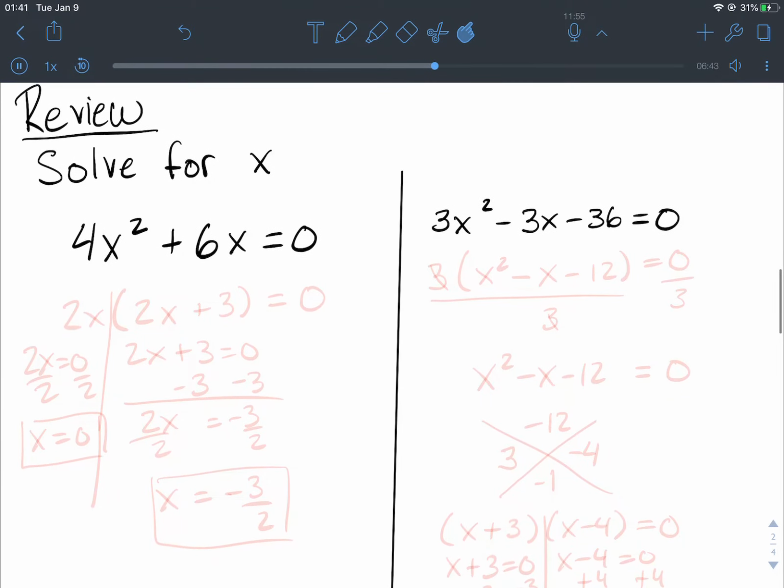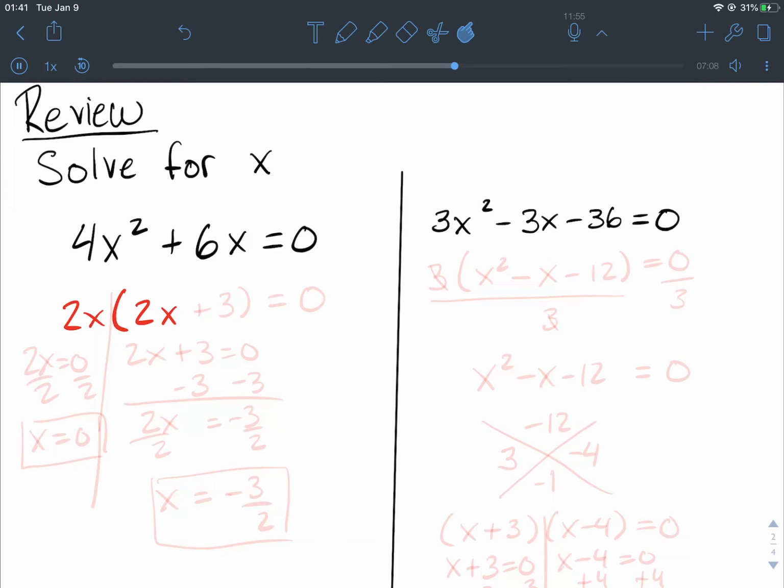So for the first problem, we have 4x squared plus 6x equals 0. Notice they both have the number 2 in common, and they both have an x in common. So I'm going to remove a 2 and an x. So 2 times what is 4? 2 times 2 is 4. And then x times x will give us the x squared.